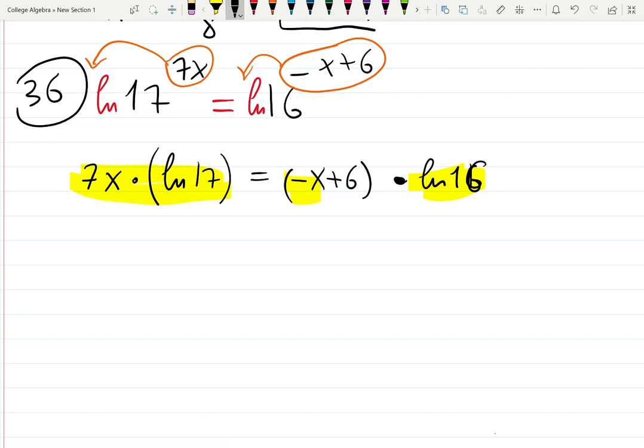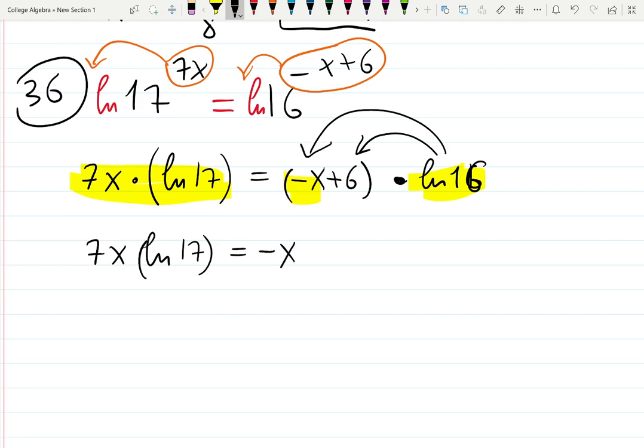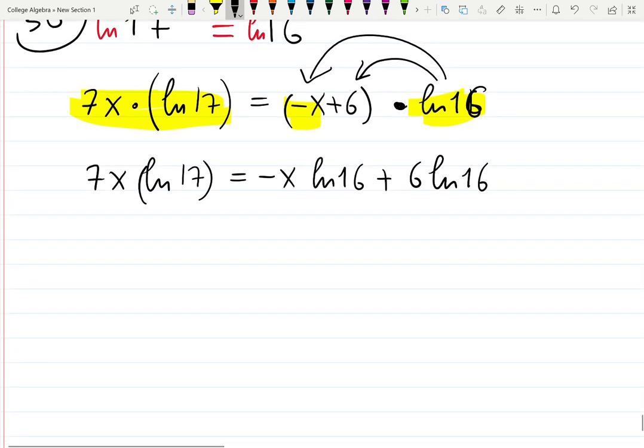But before I do so, I need to distribute on the right-hand side. So multiply ln 16 over here. We're going to have negative x ln 16 plus 6 ln 16. Let's collect everything with x on one side. It's going to be 7x ln 17, that's already on the left-hand side, plus, instead of minus, x ln 16 equals 6 ln 16.